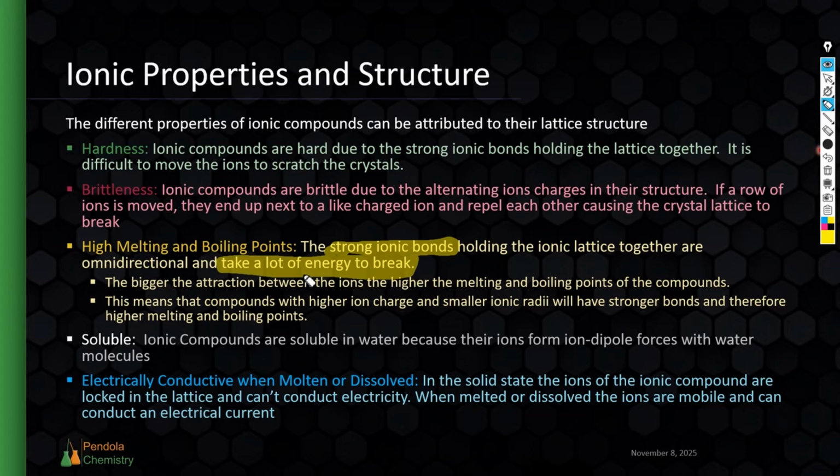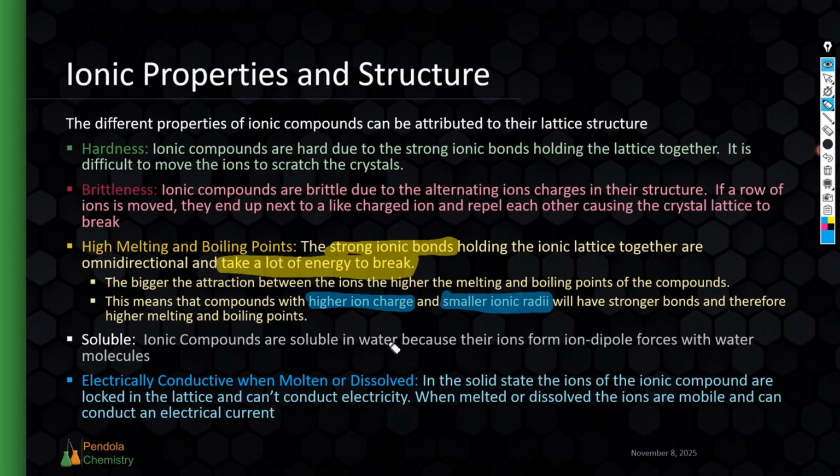Remember that there are two things that are going to affect the strength of the ionic bonds, and that's going to be when we have a higher ion charge. So the higher the ion charge, the stronger the ionic bond, and smaller ions. Remember, smaller ions means stronger ionic bonds. So ionic compounds with higher ion charge and smaller ions are going to have a higher melting and boiling point because their strong ionic bonds take a lot more energy to break.